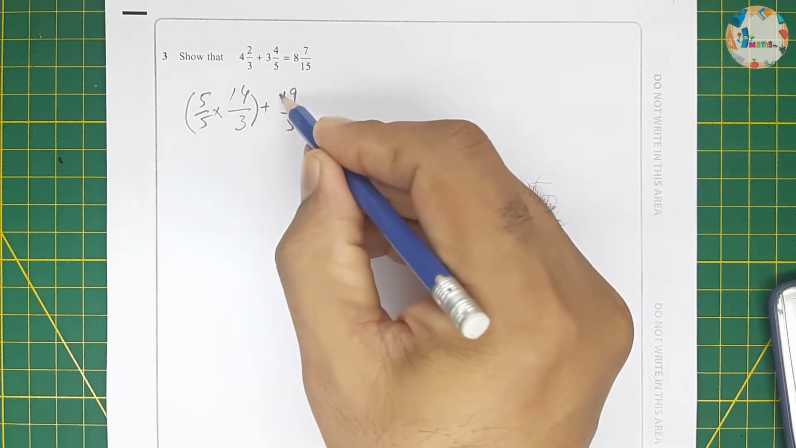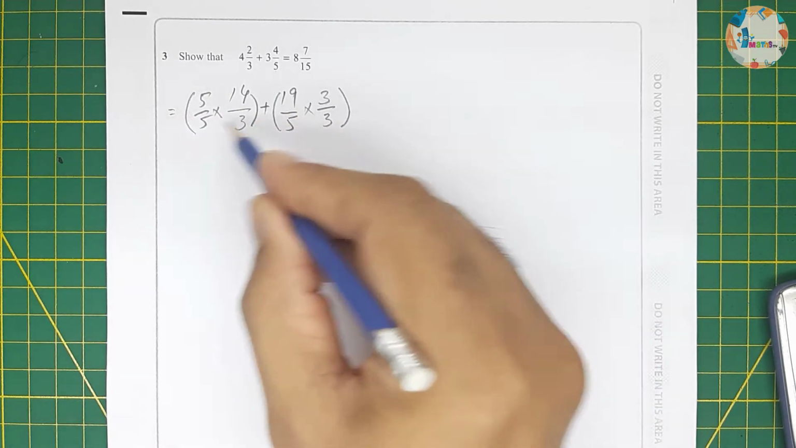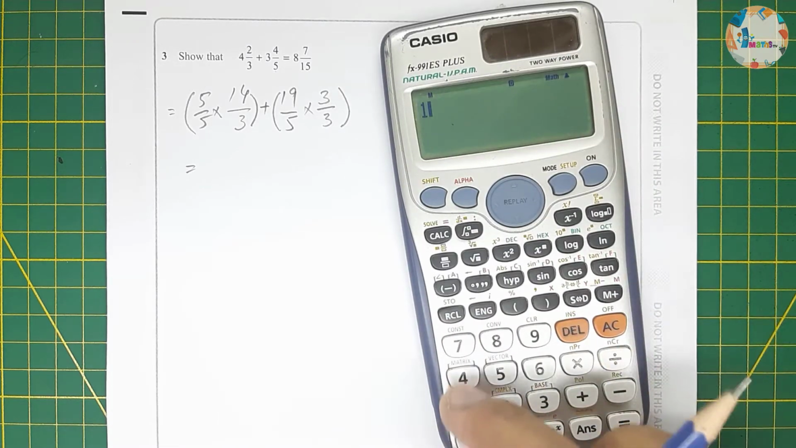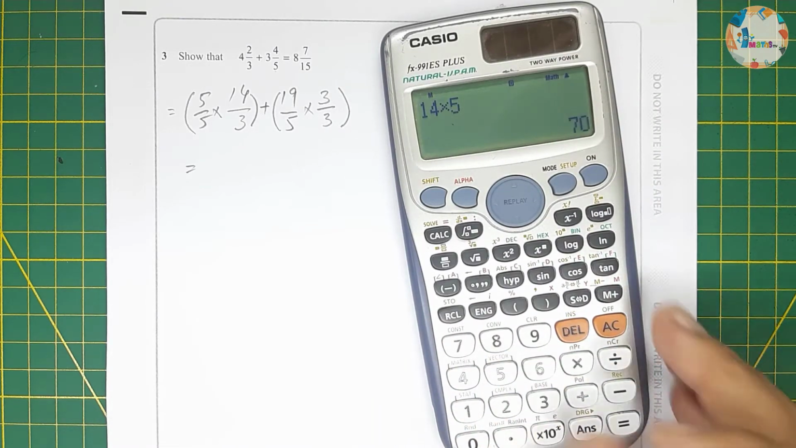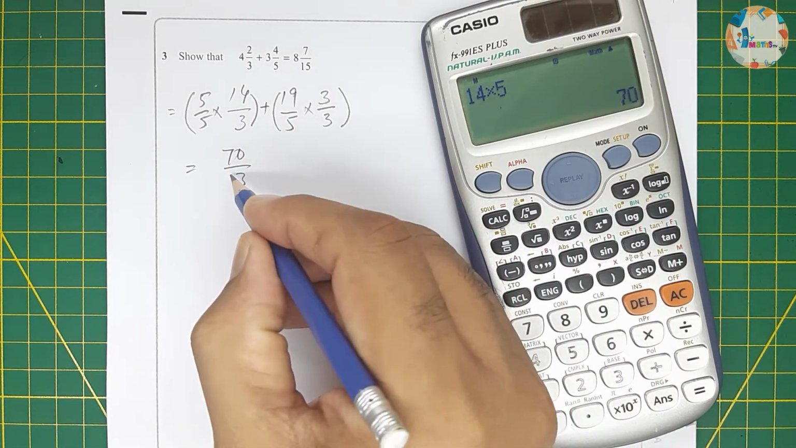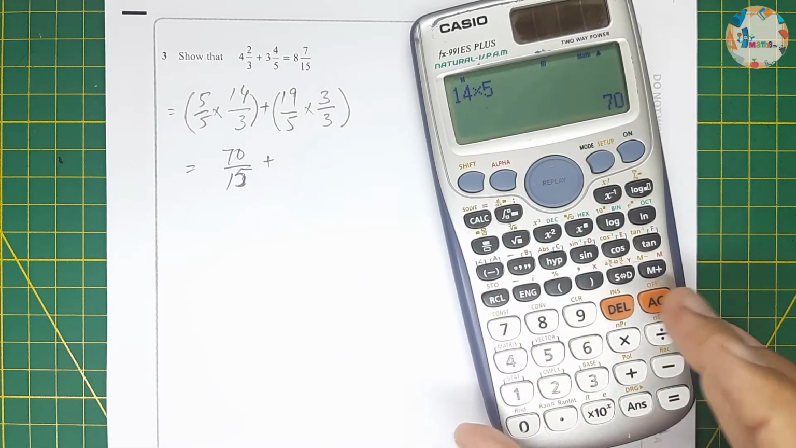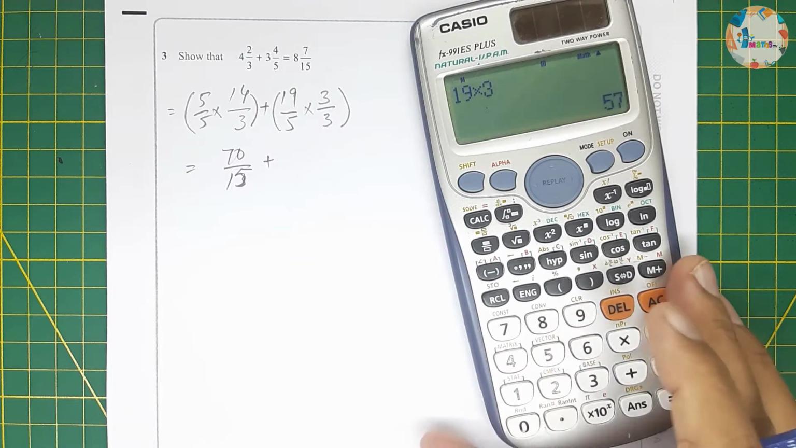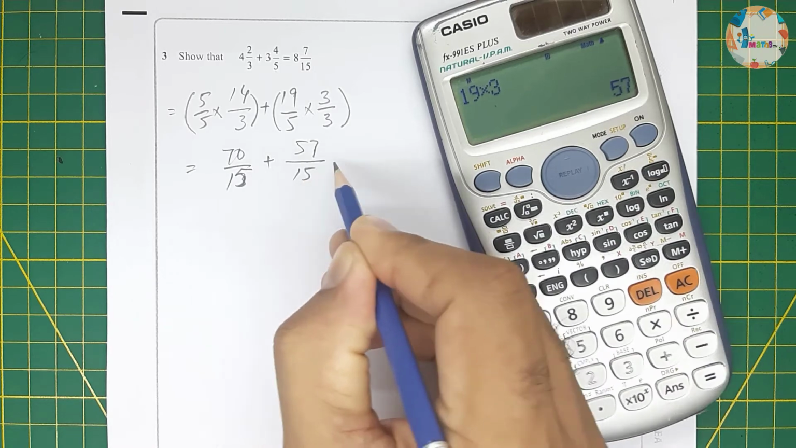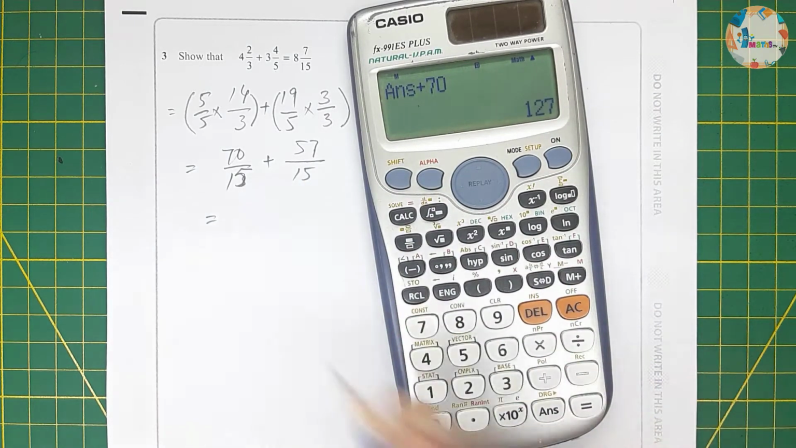Now we can equalize the denominator, and we can multiply this side by 5 and divide by 5 this one, and multiply this also with 3 so that we can equalize the denominator. Now we have equalized the denominator. After equalizing the denominator, we'll multiply 14 into 5, which will be equal to 70. So this is 70 by 15 plus this: 19 into 3 will be giving us 57.